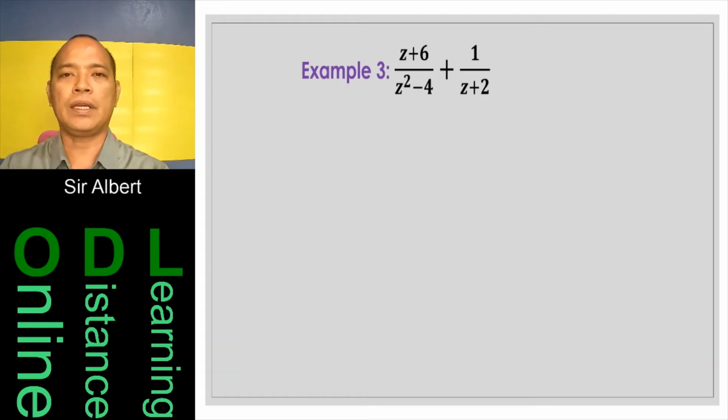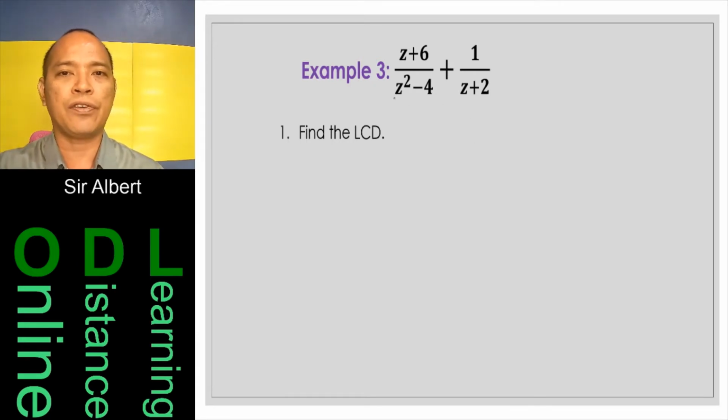Example number 3. Again, we take a look at our denominators and we see that we have different denominators. So we would need to add this one using the concepts of dissimilar rational expressions. To do that, we first find the LCD. To get the LCD, we would need to factor the denominators first.